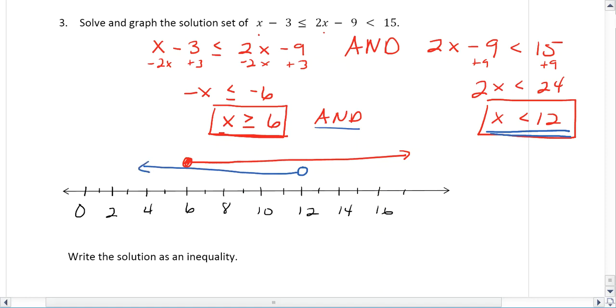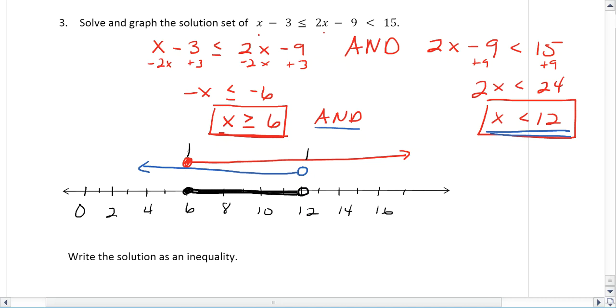So, remember, and is asking you where is the intersection. So you look at what satisfies both of these at the same time, and I'll put that in black here on the number line. So this right here, including the 6, so we fill in the circle, and right here, not including the 12, that's an open circle, but everything in between is the solution that we're looking for.